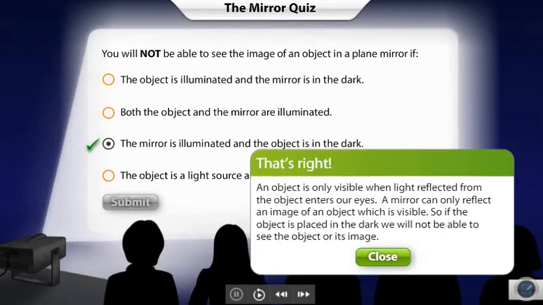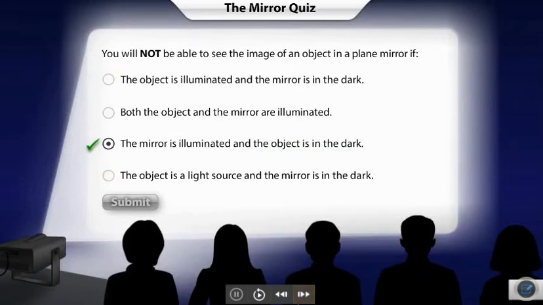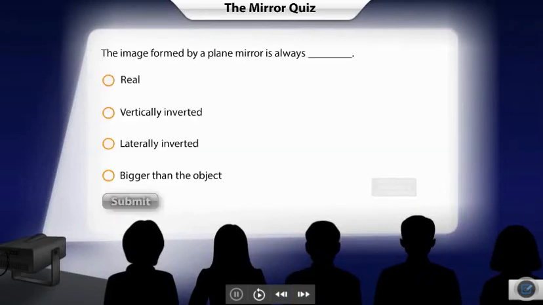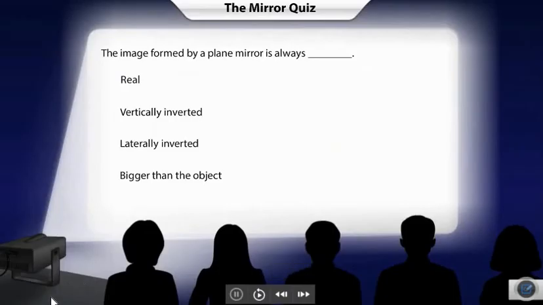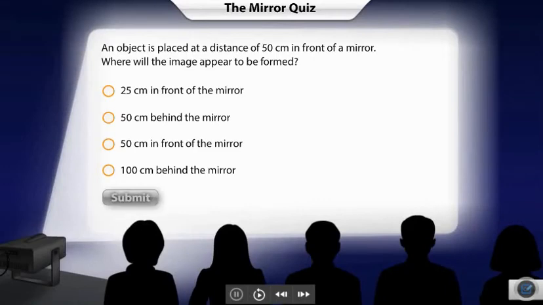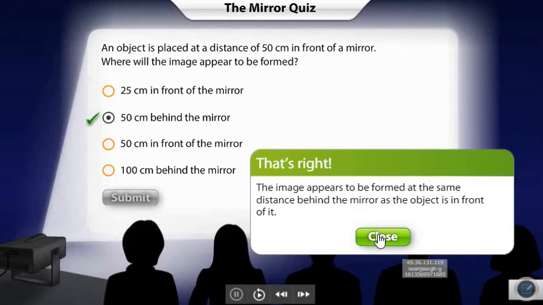That's right. An object is. That's right. That's right.